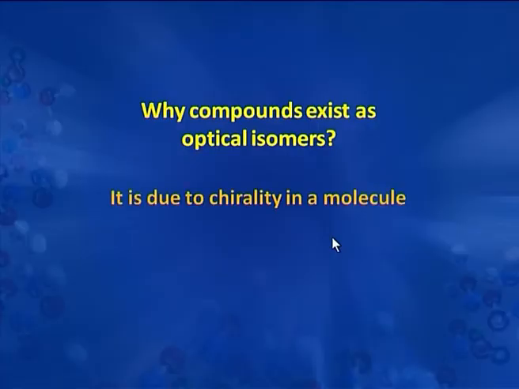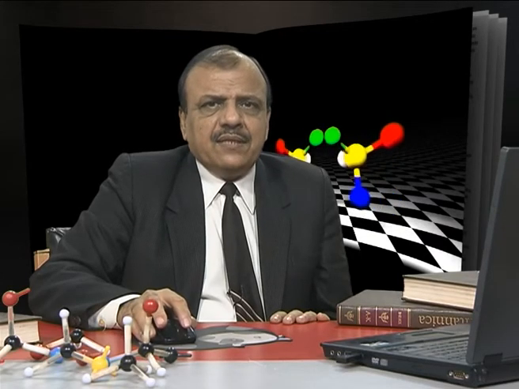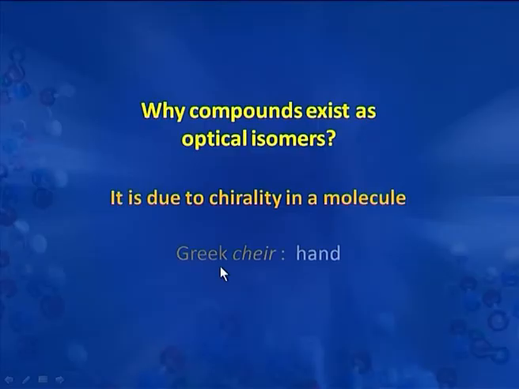Now, the question comes: why do compounds exist as optical isomers? We said that some compounds show optical isomerism and they differ in the property that is called optical activity. But why do compounds show this isomerism? It is due to chirality in a molecule. Now, what is chirality? The term chirality has been derived from the term chiral, and chiral itself is derived from a Greek word cheir. Cheir means hands. So, what does it have to do with hands?